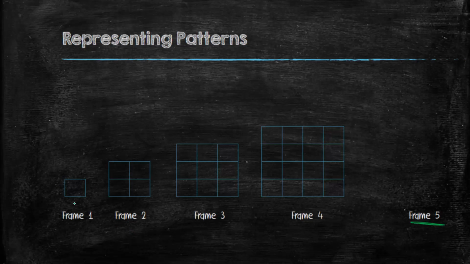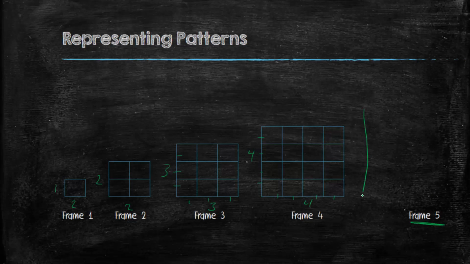So the first frame we've just got 1 square. Okay, it's like a 1 by 1. And then the second frame we've got 2 by 2. Third frame we've got 3 squares by 3 squares. And 4th frame, we've got a 4 by 4 grid. Well, can you guess what the 5th frame is?